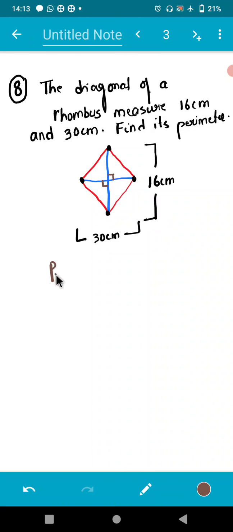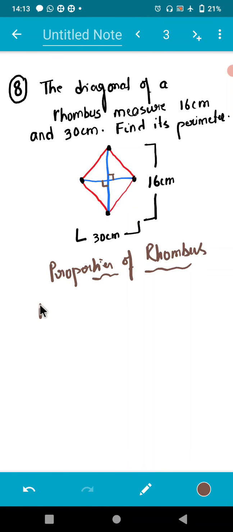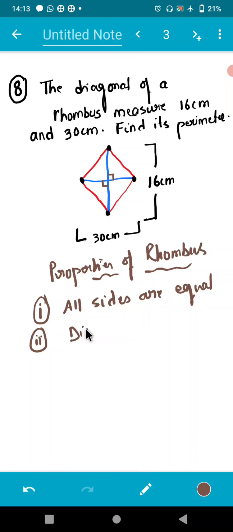Some properties which are very, very important. So properties of rhombus, and these are: number one, all sides are equal. In rhombus, all sides are equal. Yes, this is a property which is similar to square. Now number two property is diagonals bisect each other. Diagonals bisect each other.